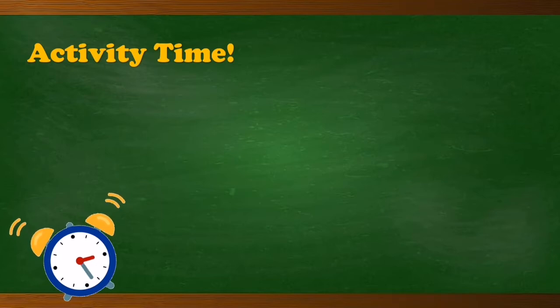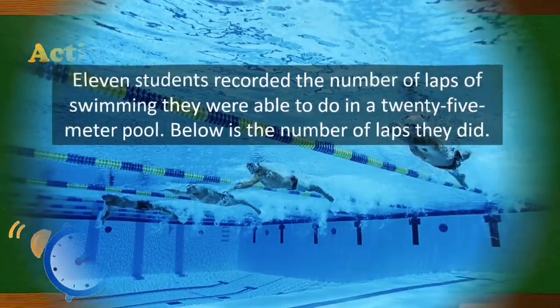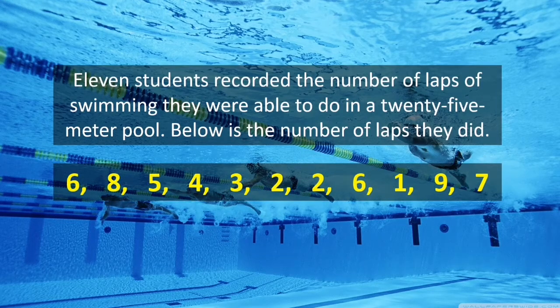Now activity time! Here is an activity for you to discover how to find the quartiles. Follow the steps to find the different quartile values. 11 students recorded the number of laps of swimming they were able to do in a 25-meter pool. Below is the number of laps they did. 6, 8, 5, 4, 3, 2, 2, 6, 1, 9, and 7.